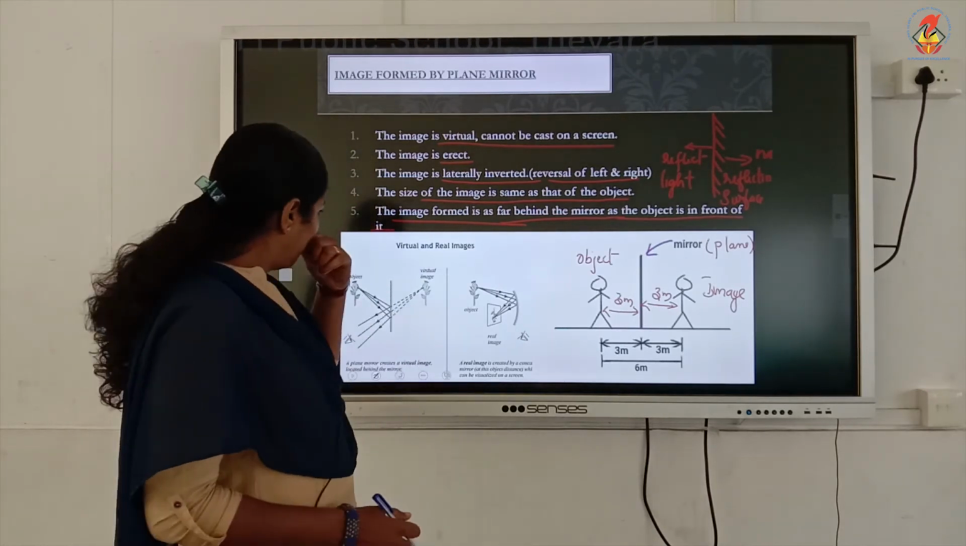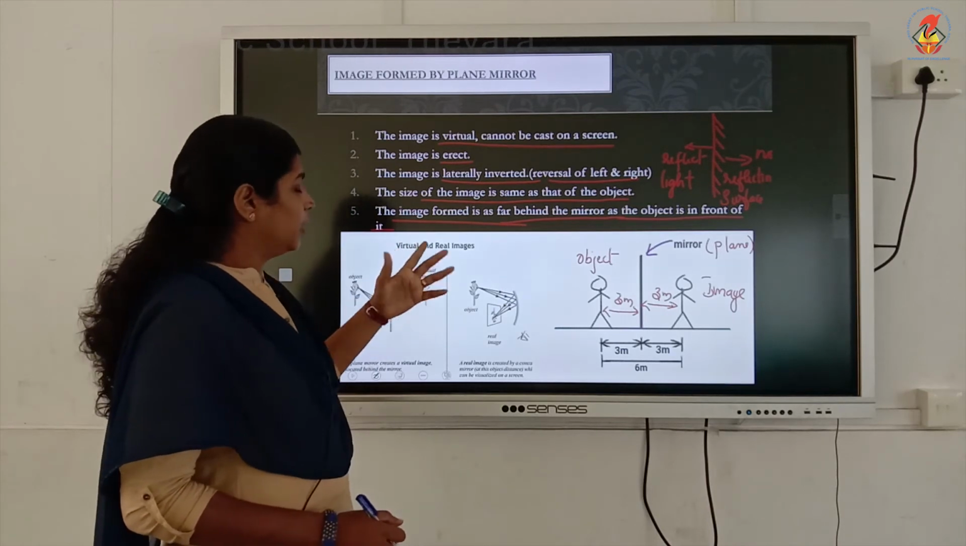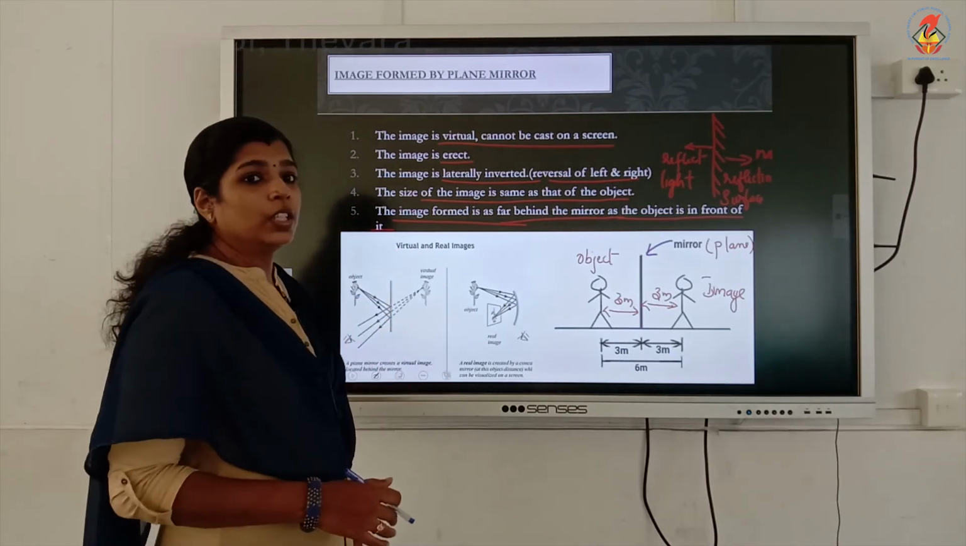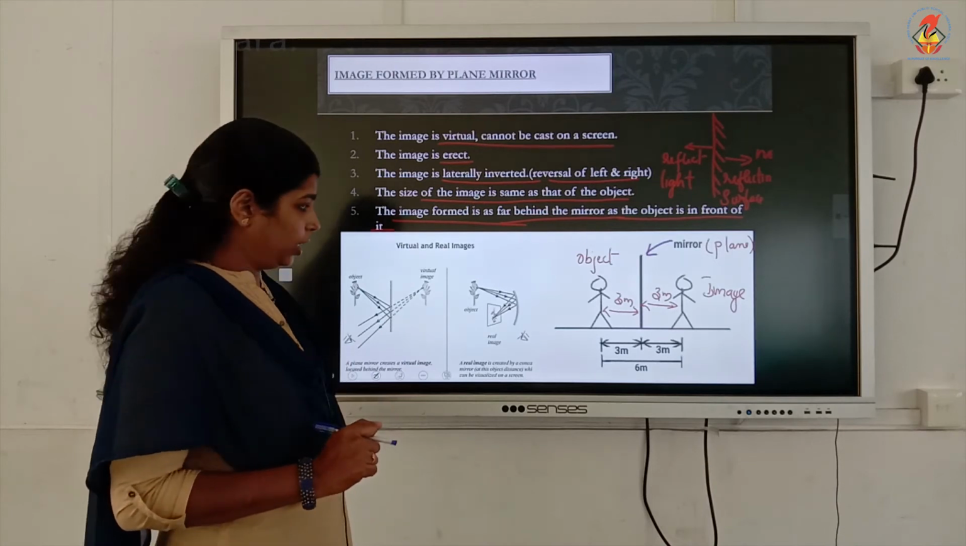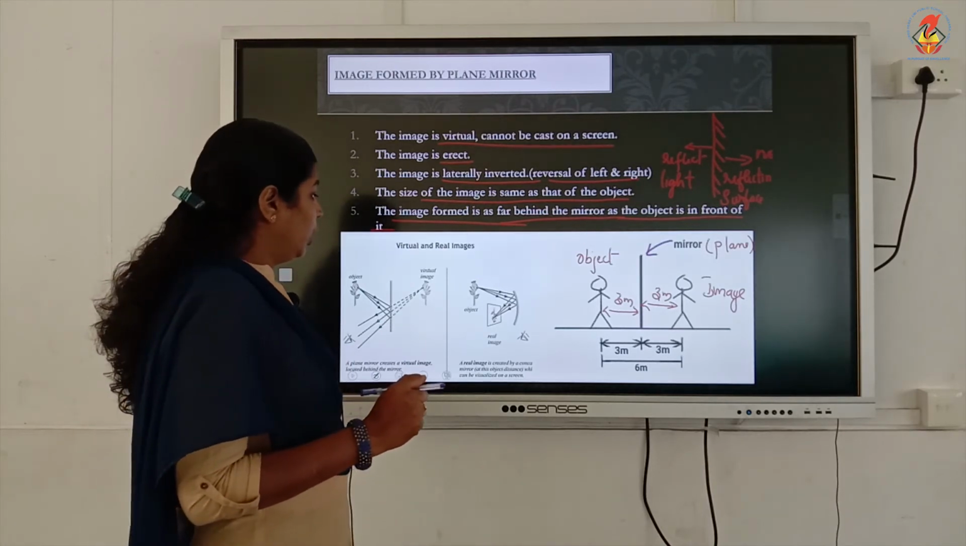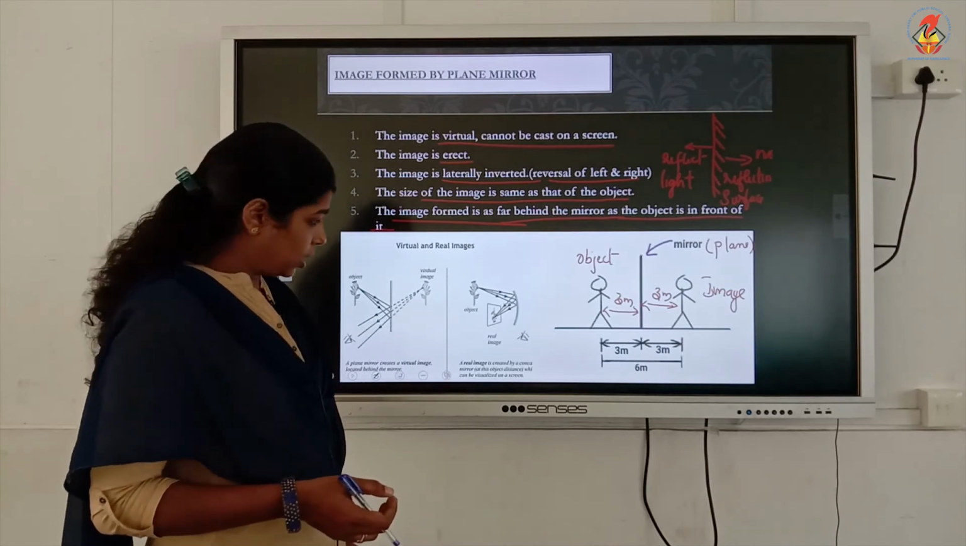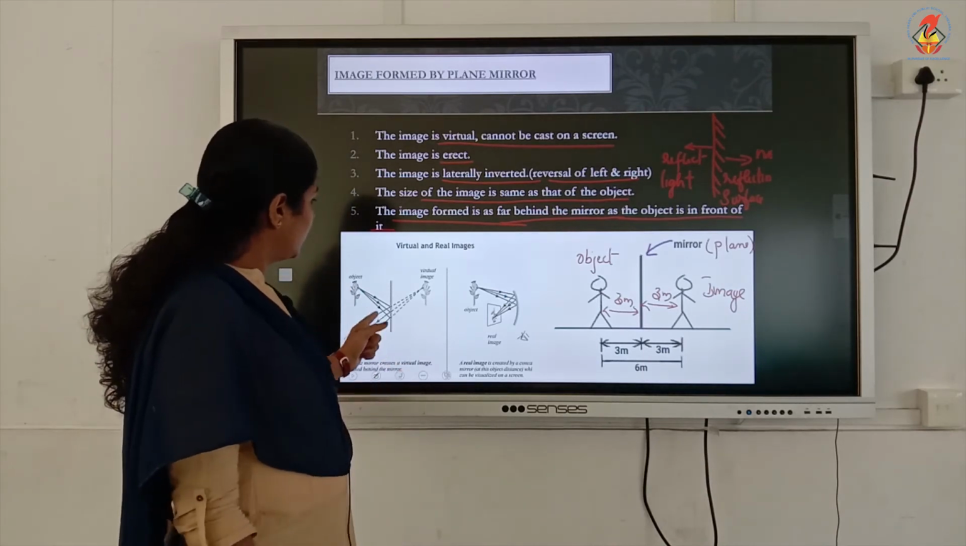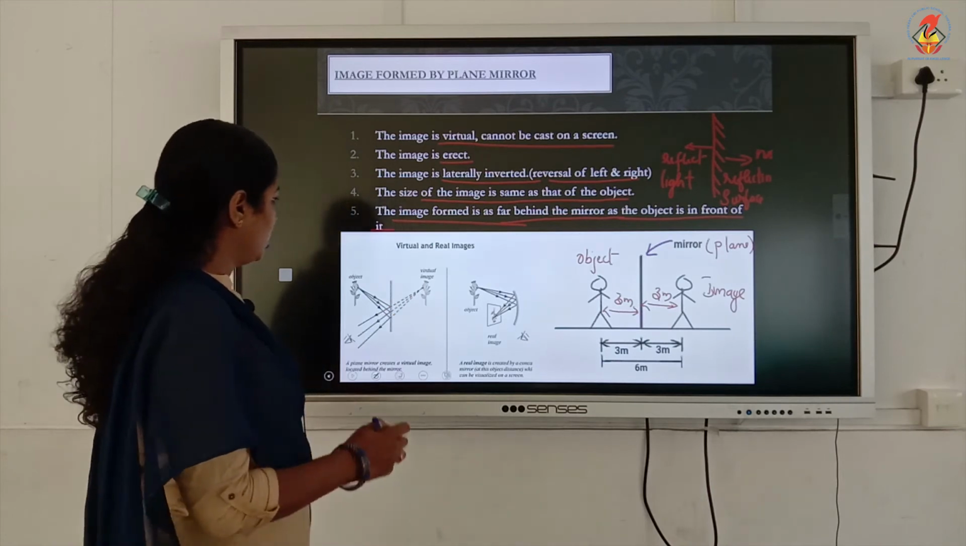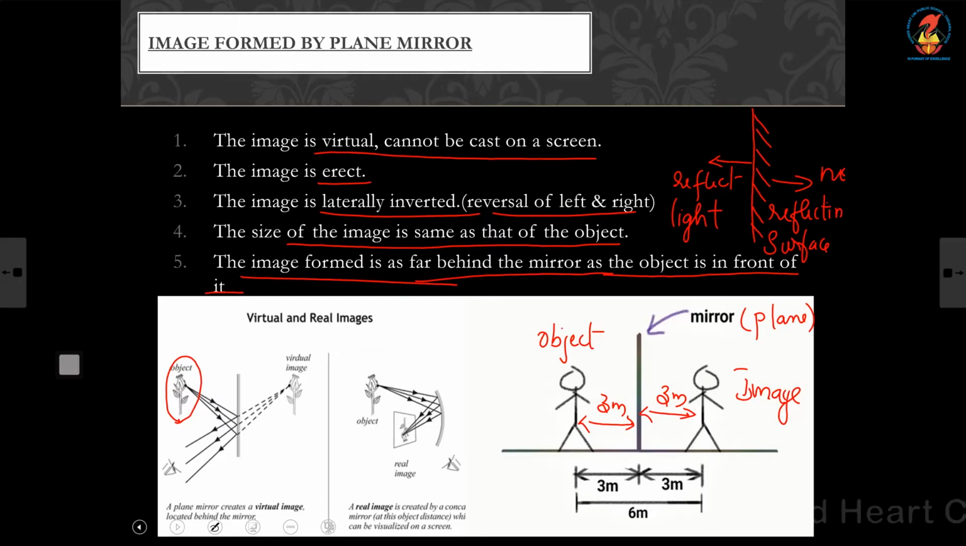Now, here you can see virtual and real images. Real image is always inverted. I will tell you, it can be obtained on the screen. Virtual image is erect. Here you can see this one is an object. In which way is the image formed? The image is formed in the same way as that of the object. So this image is a virtual image.